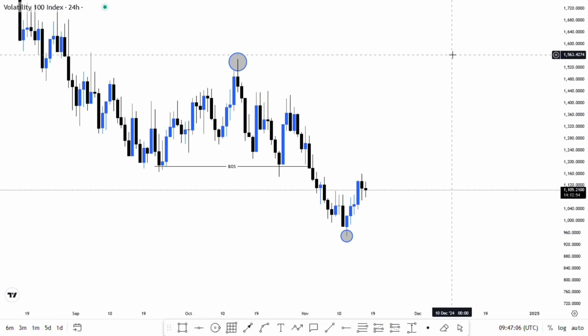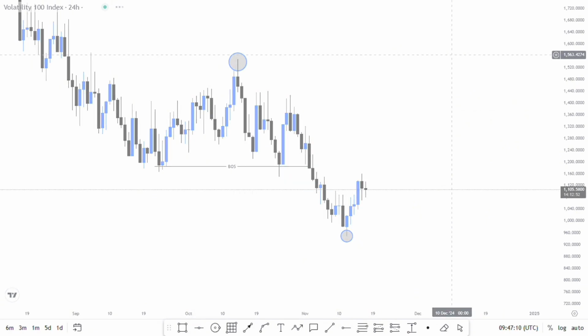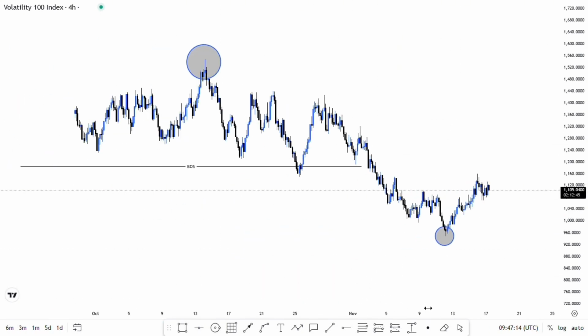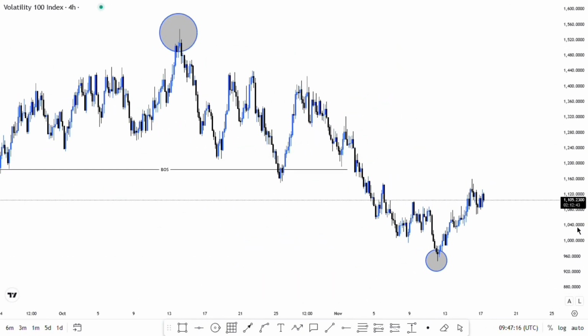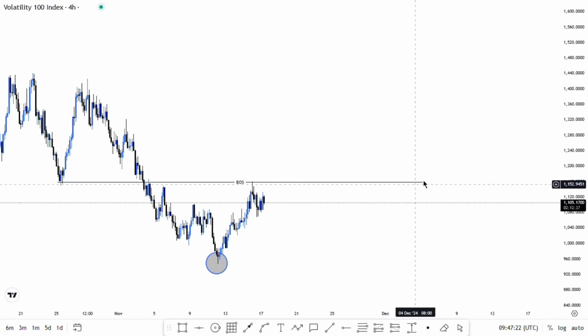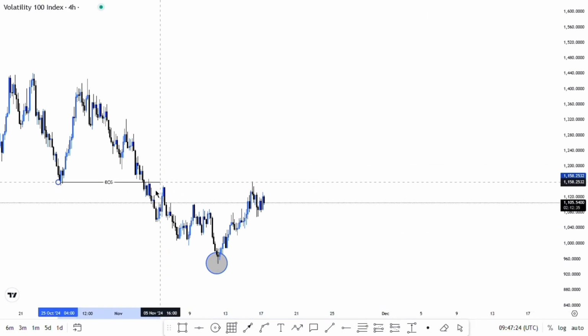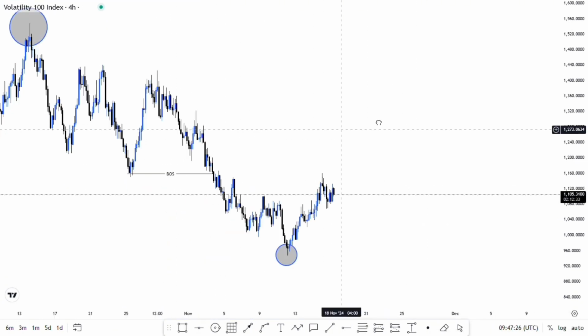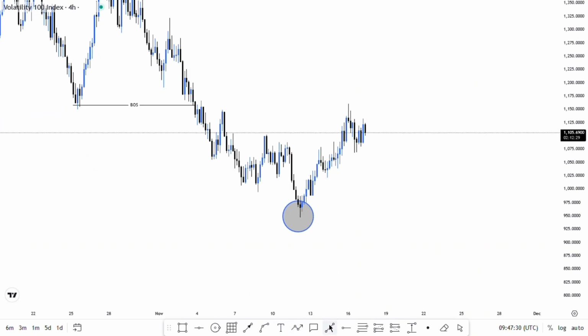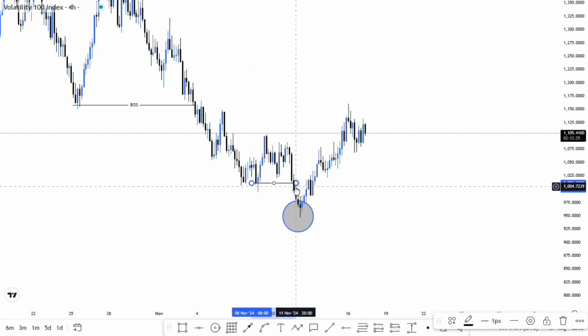On the 4-hour time frame, the first thing we have to do is identify our trading range from the daily time frame. Now let me adjust this break of structure. As you can see, we have this break of structure, and the recent break of structure we had was right at this point at the closure of this candlestick.